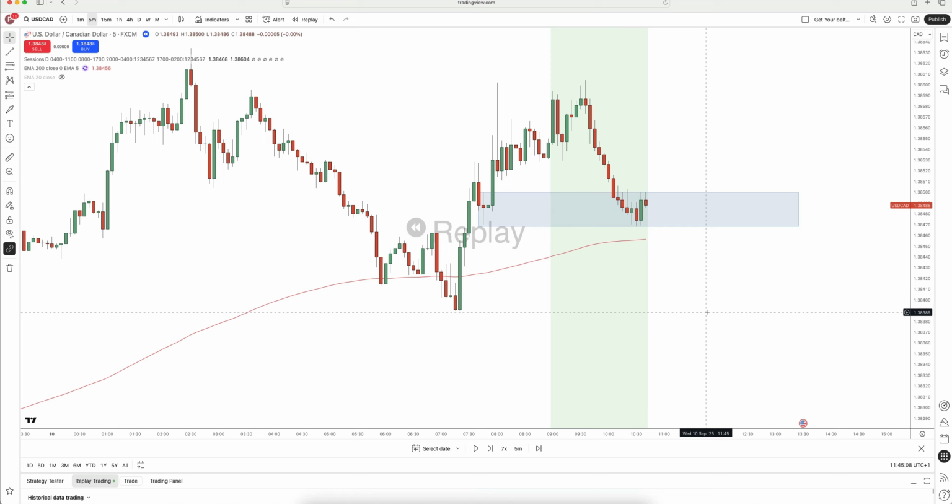I've been a user of TradingView for about the last probably 10 years. I guess a great tool.